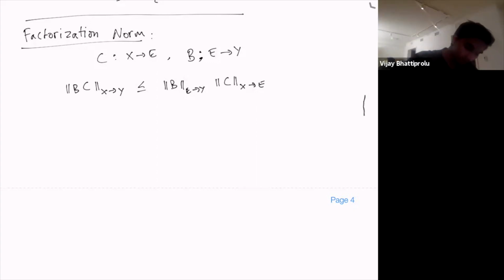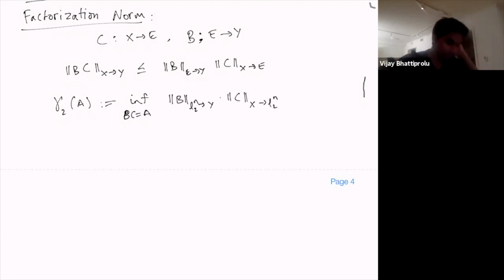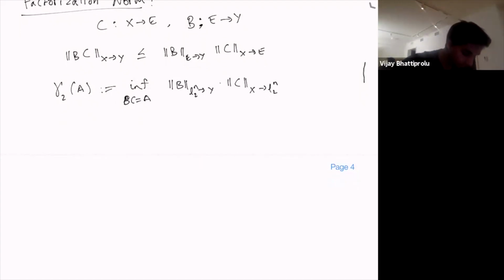Okay. So we have this trivial inequality. Now the factorization norm, the gamma 2 norm of a matrix A, is defined as the infimum over all possible factorizations BC equals A of the 2 to Y norm of B times the X to 2 norm of C. So this is the definition of the factorization norm.